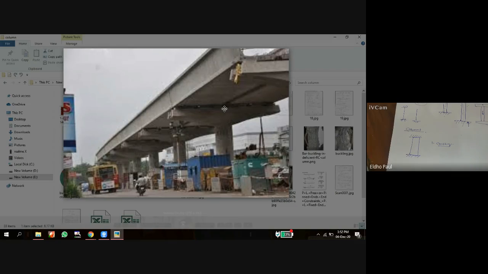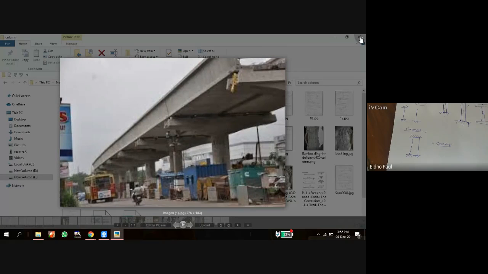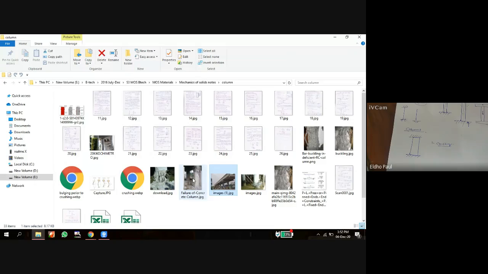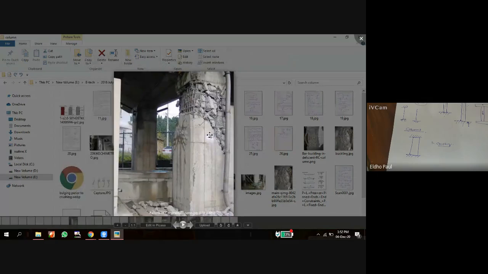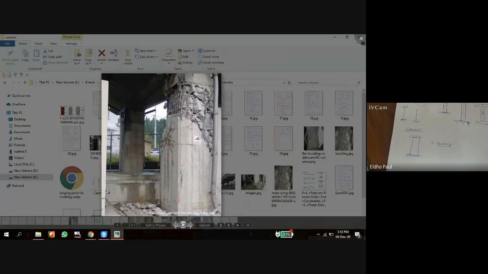If you divide this beam into two, the left portion is a cantilever portion and the right portion is also a cantilever portion. So here we can see a column and a beam. This is the first type of failure, that is crushing failure. See this, the column has failed because of crushing.